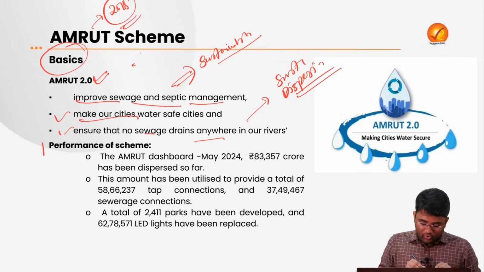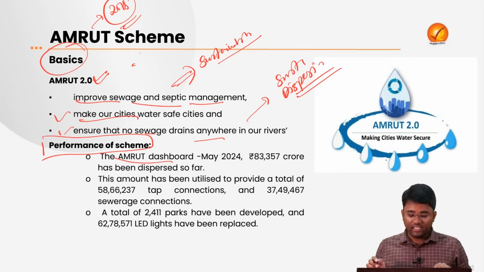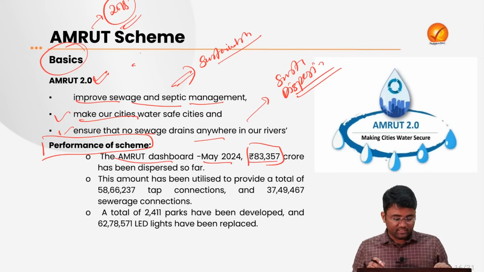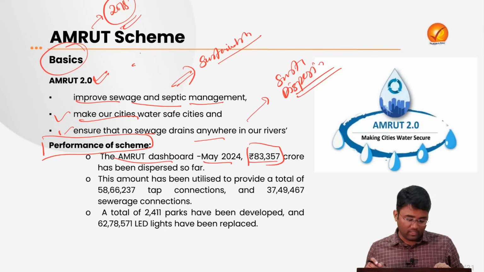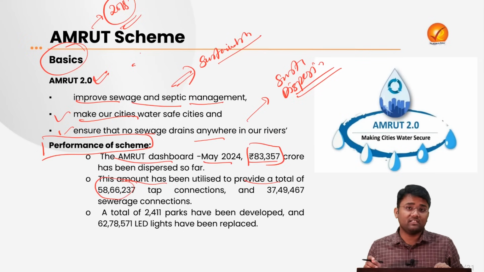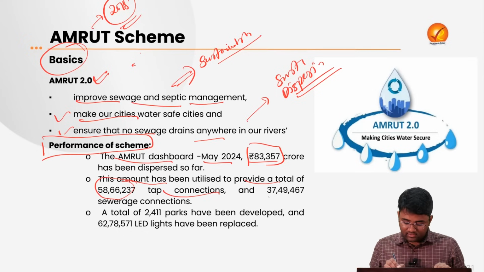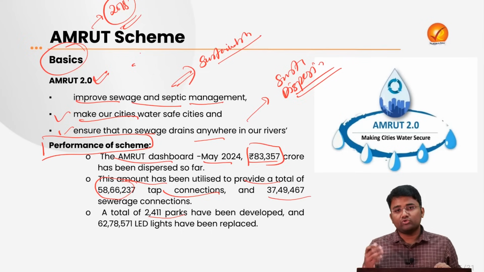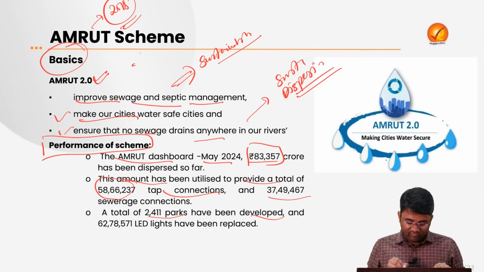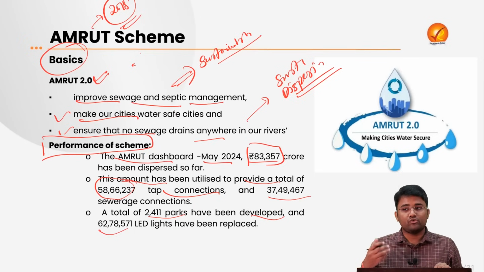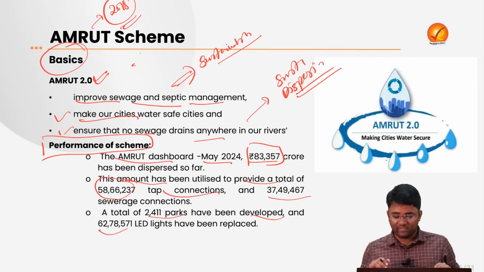If we talk about the performance of the scheme, as per the AMRUT dashboard, till May 24, almost 83,357 crore rupees has been disbursed so far, and the amount has been utilized to provide almost 58,66,237 tap connections and over 37,000 sewage connections. A total of almost 2,411 parks have been developed, and almost 62 lakh LED lights have been replaced to ensure that a proper urban life is being provided to the people with the basic bare minimum facilities.